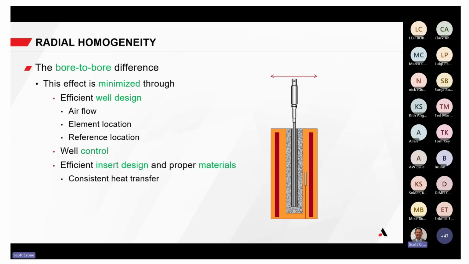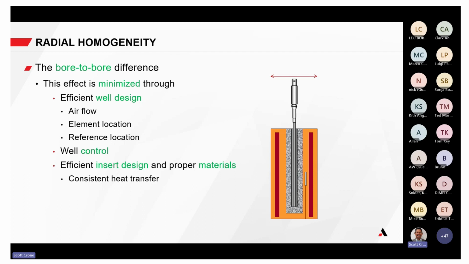And then we had to address radial homogeneity. So if you're going to put multiple probes in the block, you've got to have a bore-to-bore difference that's minimized as much as possible. So we do that through efficient well design. We look at airflow through the block. So the blocks aren't just solid pieces of metal now. They're machined, and they've got extensive heat transfer surfaces. The location of the reference and the location of the elements inside the well plays a factor in how much we can maintain radial homogeneity.